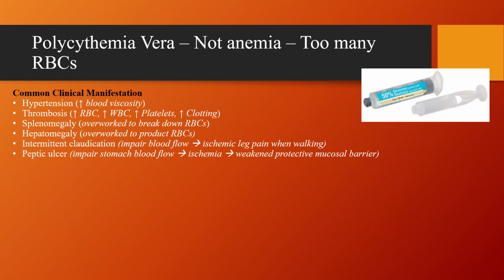Intermittent claudication, peptic ulcers. Again, when we talk about polycythemia vera, this causes thrombosis because the excessive production of red blood cells and platelets leads to increased blood viscosity.